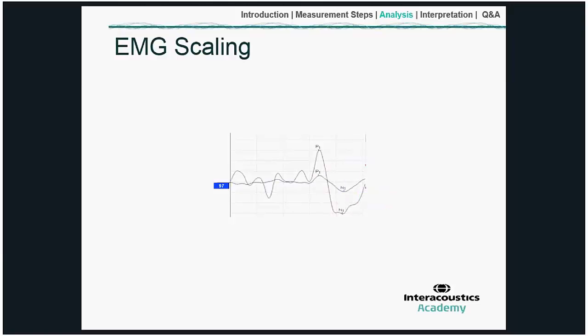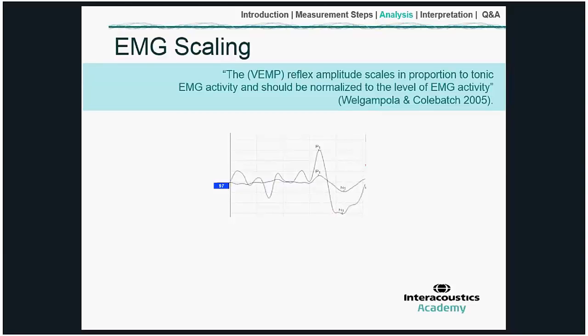And we said that one of the parameters is to look at the asymmetry between right and left sides. So in this scenario, you might think that this patient has an abnormal left side, but in fact they're a normal patient. And we need to therefore make sure that we are aware that muscle contractions can cause differences with our VEMP amplitudes. Wagenpoler and Korbach in 2005 described that VEMP amplitudes actually scale in proportion to tonic EMG activity. So what that means is that VEMPs will be bigger if you have more contraction, and if you have less contraction, VEMPs will be smaller, and we can see that on the graph below.